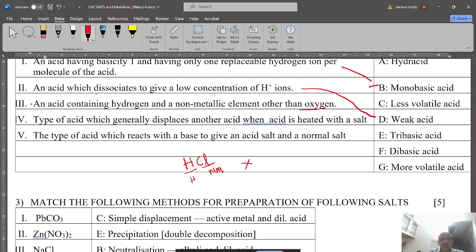Whereas I'm giving you another example. Say for example you take H2SO4. This contains hydrogen and one non-metallic element, sulfur, as well as oxygen. So what are these acids called? The first one, which does not have oxygen, is known as a hydra acid. If this is called a hydra acid, the one which contains oxygen is known as what? Does anyone remember?